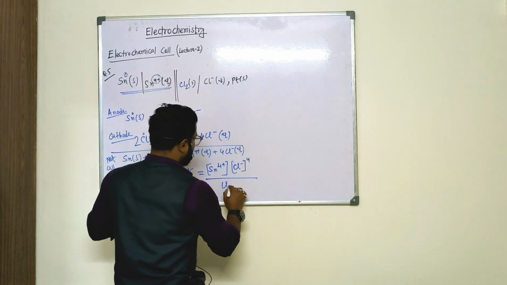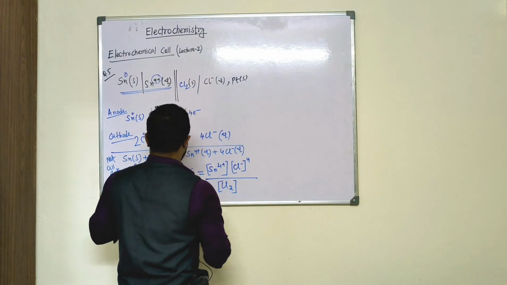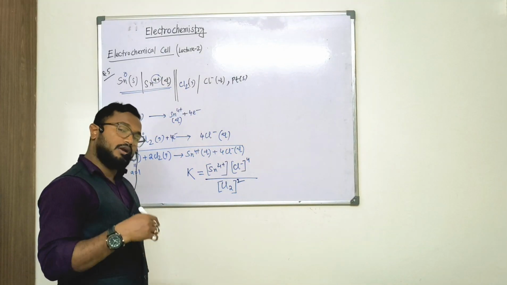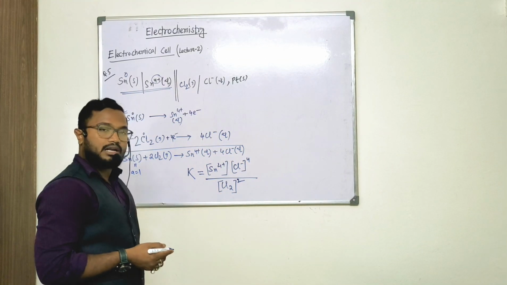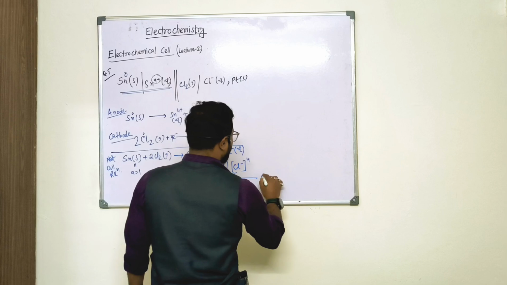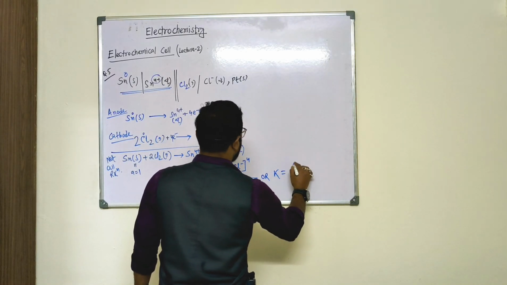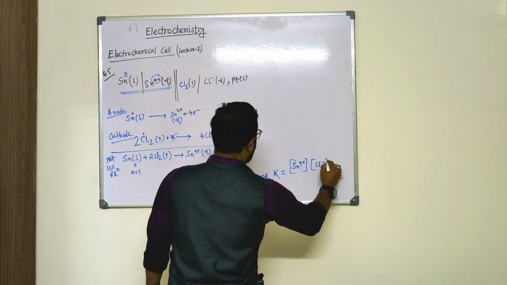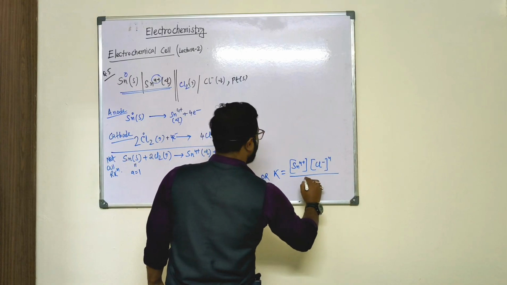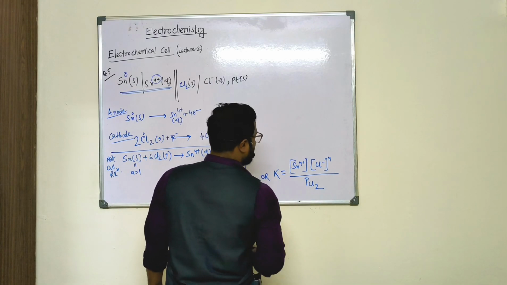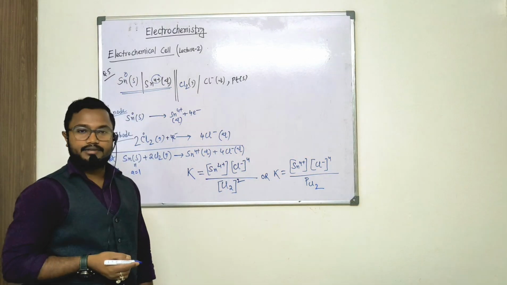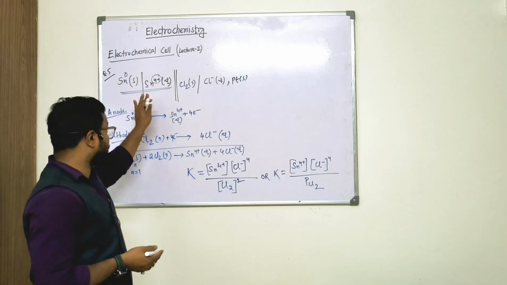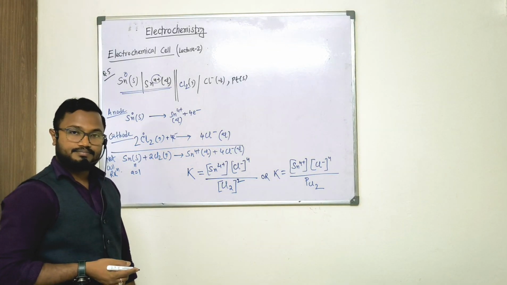Now Cl2 gas. Gas can be represented in terms of PCl2 or in terms of concentration. If someone writes like this, it is correct. Or it can also be represented as Sn4+ into Cl⁻ to the power 4 divided by PCl2. It can be represented like this. So this is the basic representation for a general cell, and we can do the reverse as well.